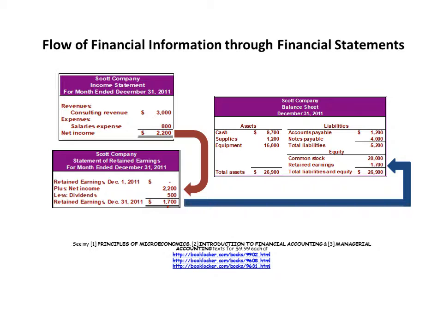This is very mechanical. What you want to do is pay attention to the flow of financial information, and the very mechanical nature of these financial statements. So I have my assets of $26,900, and they equal my liabilities and equity of $26,900 for the balance sheet, which is for a point in time.